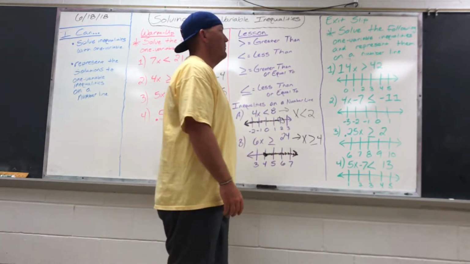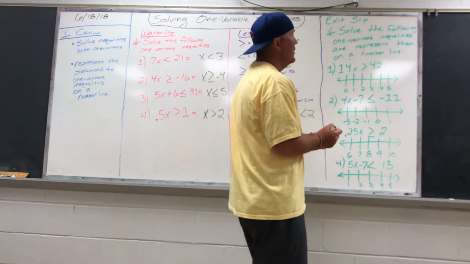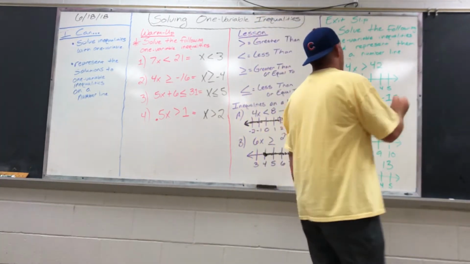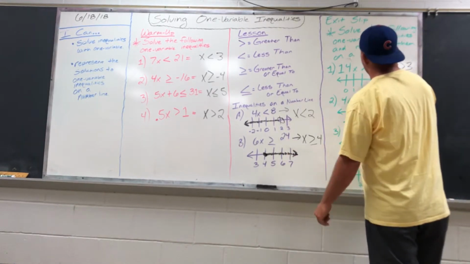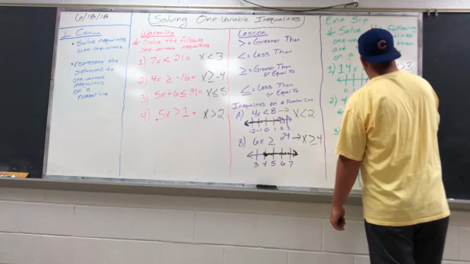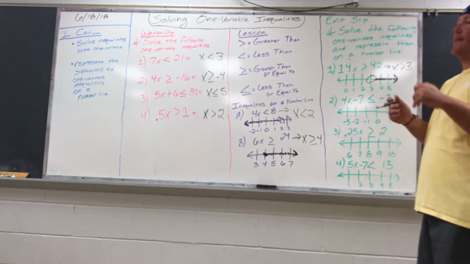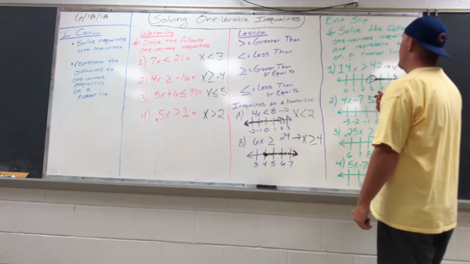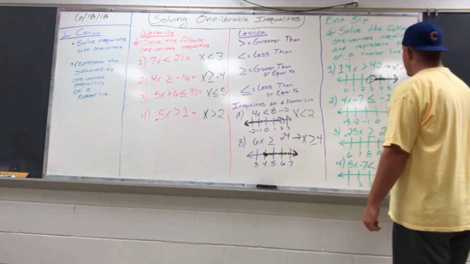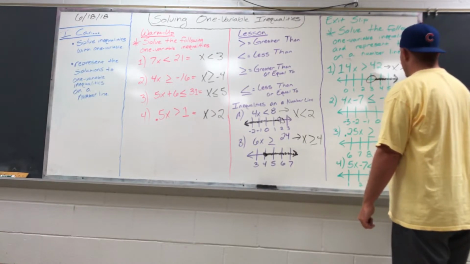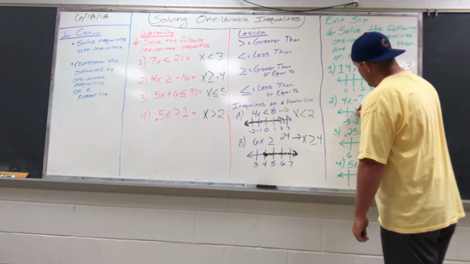The answers that I would be looking for on these: 14x is greater than 42. Divide by 14. You get x is greater than 3. So open circle at 3, and you shade to the right. Number 2, you would cancel out the negative 7 by adding 7. So you would get 4x is less than or equal to negative 4. You divide by 4, you get x is less than or equal to negative 1. So a closed circle at negative 1, shade to the left.